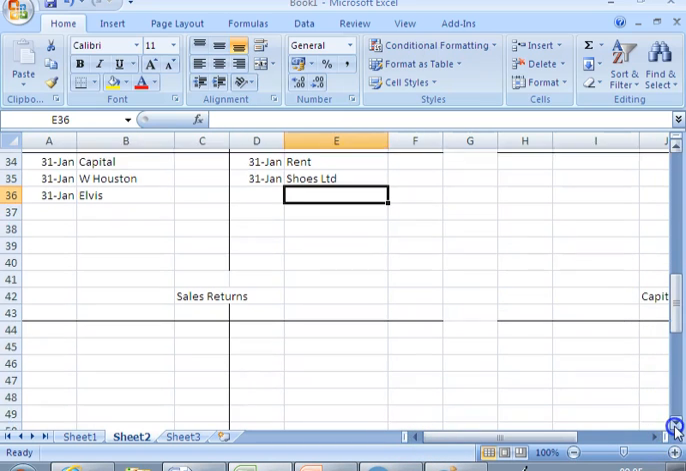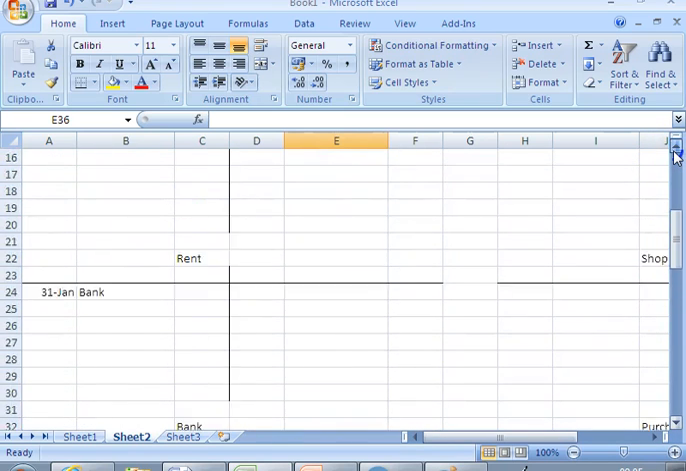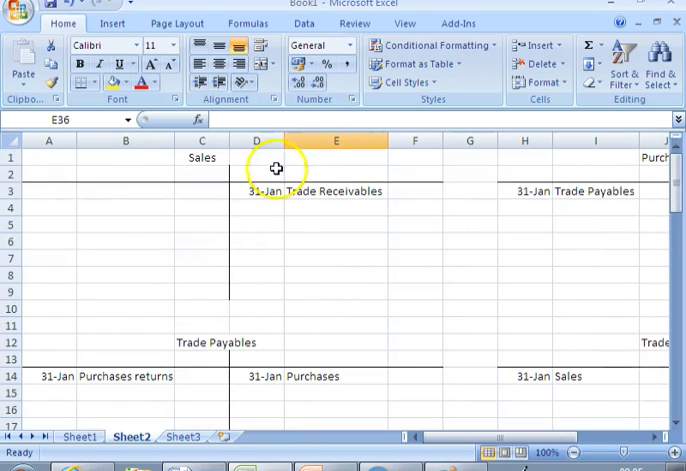Let me see. I think sales is further down, or is that further up? Is that one of the first ones? Here we are, sales, right?